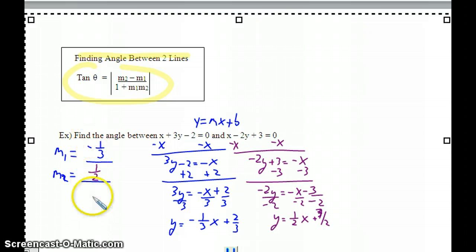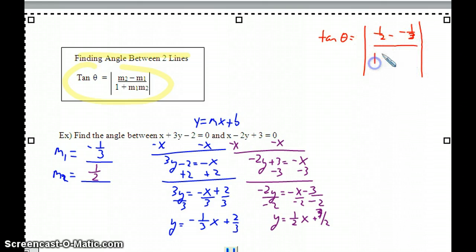Okay. Now that I have my two slopes, let's plug it into our formula. Tangent of theta is equal to the absolute value of the second slope minus the first slope over 1 plus the two slopes multiplied by each other. 1/2 times, I guess I should write it the way the formula says. It has m1 first, although it won't matter for multiplication. Negative 1/3 times 1/2. Alright, so the tangent of theta is equal to 1 minus negative 1/3 is 5/6.